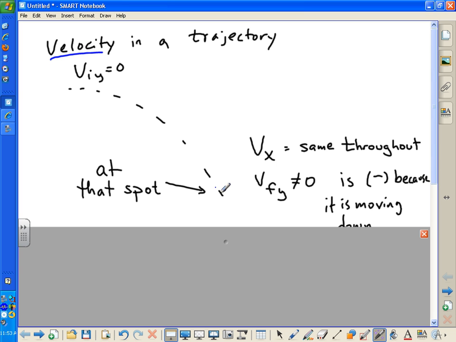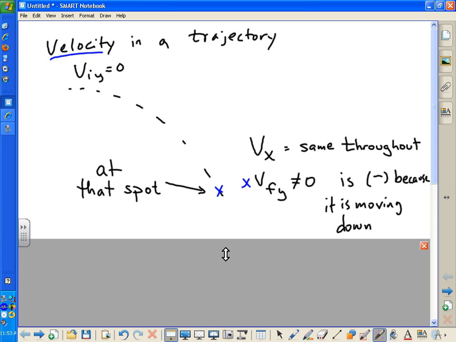Now, at that spot here, if we wanted to know the vertical velocity, we'd be looking for Vfy. Why is it Vfy? That's the final velocity because it's some speed that happened after the trajectory has already happened. Now, it's not going to be 0. If the object is moving in that direction, some of its speed is sideways, but isn't some of its speed down? That velocity will be negative because the object's moving down.